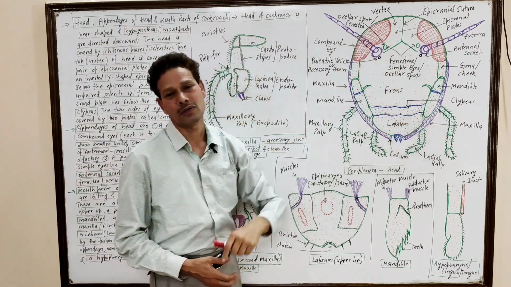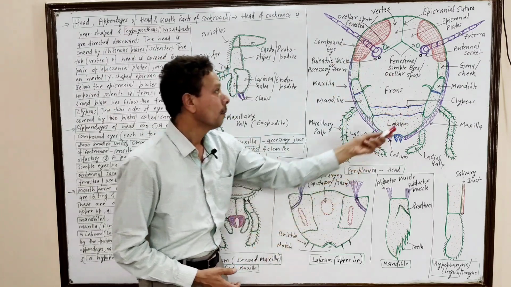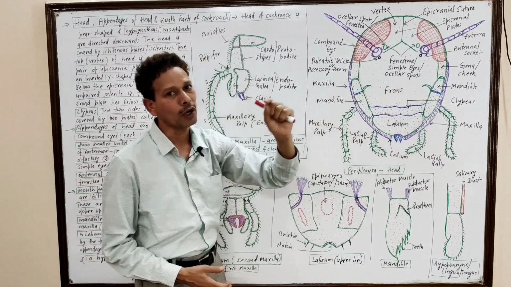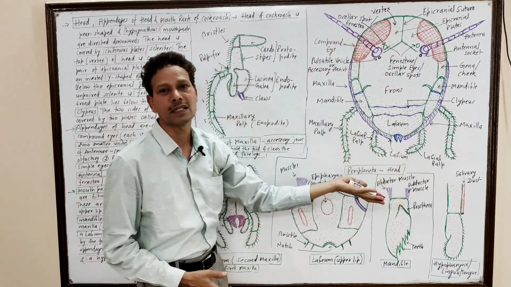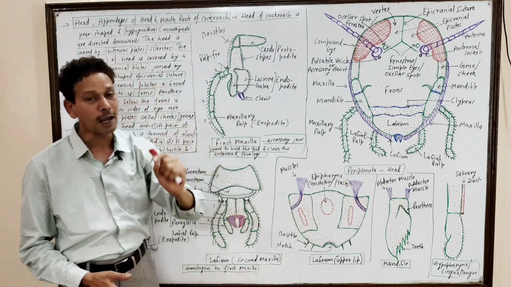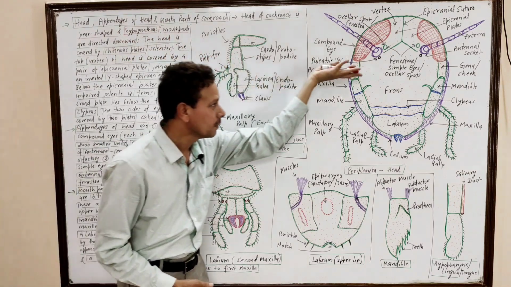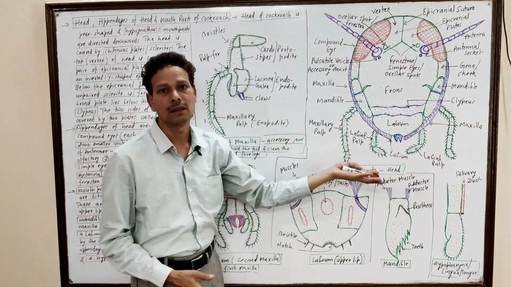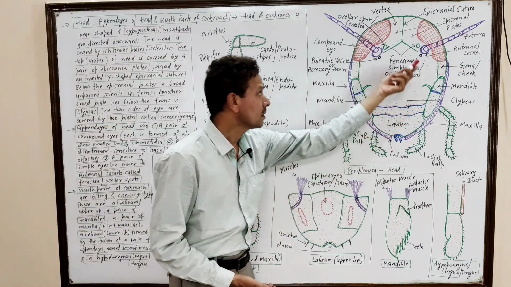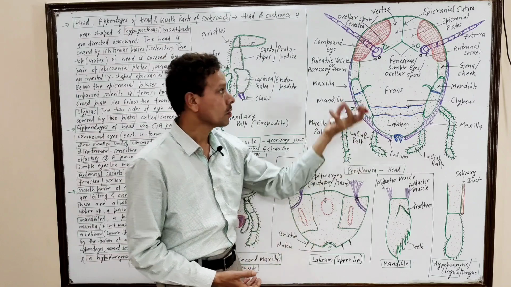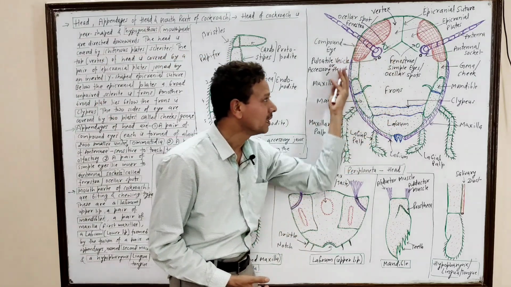The head of cockroach is a small, almost triangular, pear-shaped structure. And note down a very important point: the head of cockroach is hypognathous. Note down the point, hypognathous. Dear students, hypognathous means mouth parts are directed downwards.